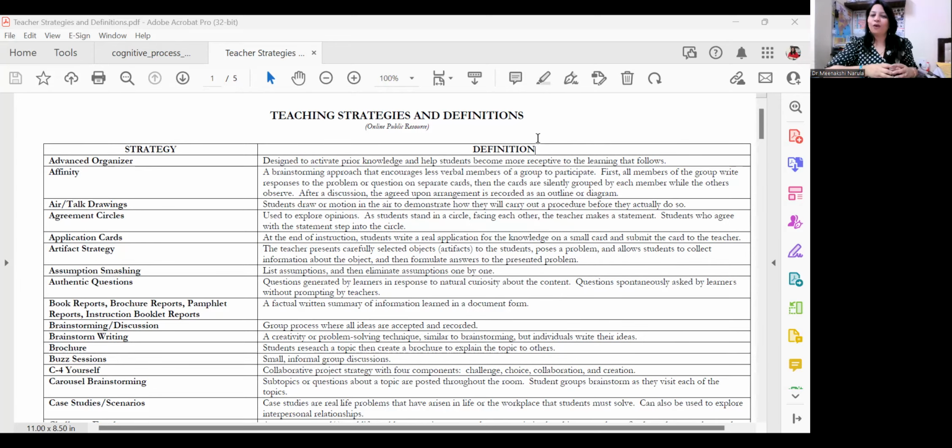And next one is authentic questions. Questions generated by learners in response to natural curiosity about the content. Questions spontaneously asked by the learners without prompting by the teachers. When you are delivering a content, when you are sharing something with your students, you are talking about a topic, and spontaneously some questions arise in the mind of the students, and they share the same with the teacher. We want students to come up with such kinds of authentic questions.